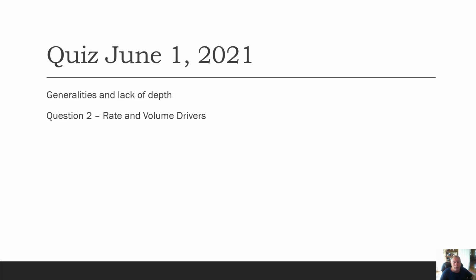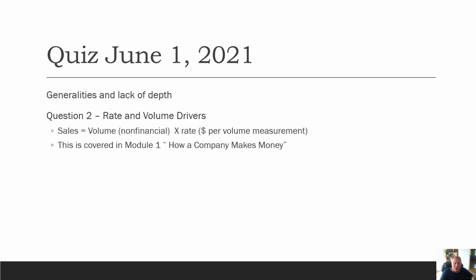Question 2, rate and volume drivers. Many of you struggled with that. If you think about the formula, it's sales equals volume, non-financial measurement, because every company produces something, times the rate, which is the dollar per volume of measurement. So if you have 2 of these, you can always compute the third. This is covered in Module 1, how a company makes money.